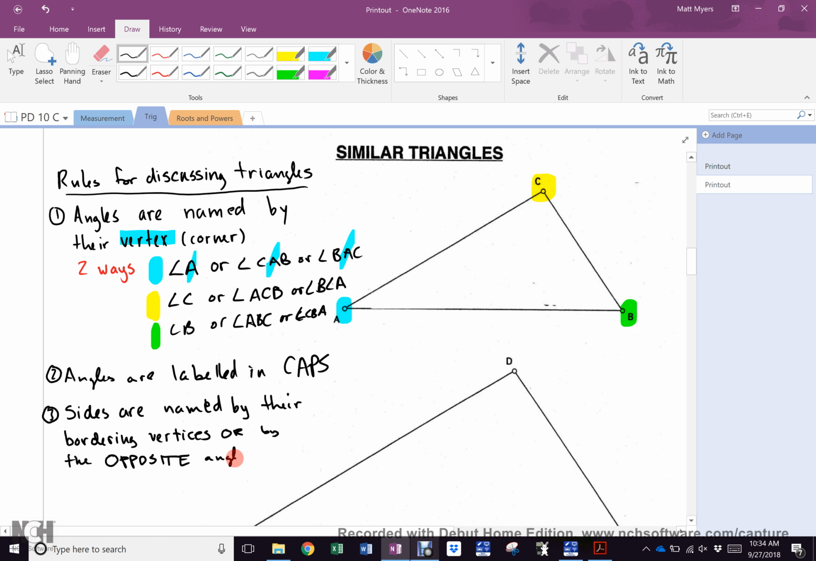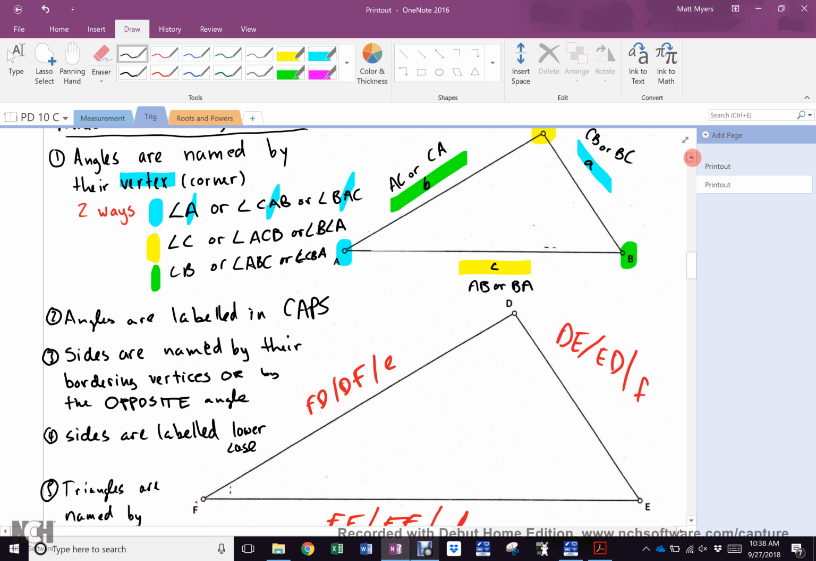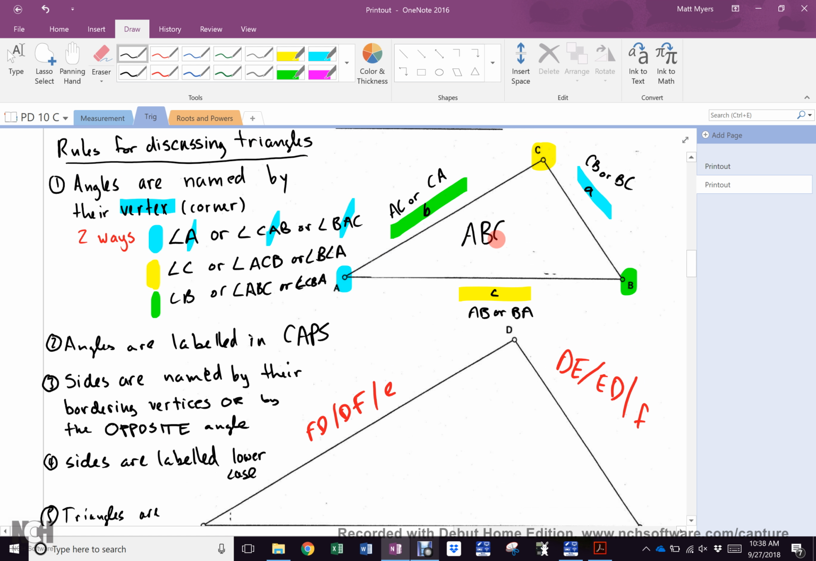Okay? And the fifth rule, triangles are named, actually all shapes, not just triangles. I shouldn't have said triangles. Shapes are named by their vertices. So the triangle up top, if I name this triangle ABC, I went A to B to C. Everybody cool? I also could have named it ACB, BCA, BAC, doesn't matter.